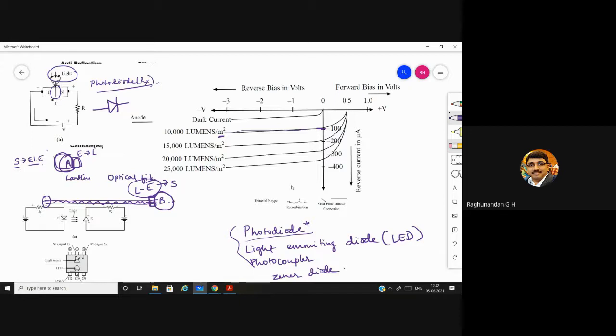They can ask you in the examination: explain the construction and working of a photodiode with the VI characteristics.